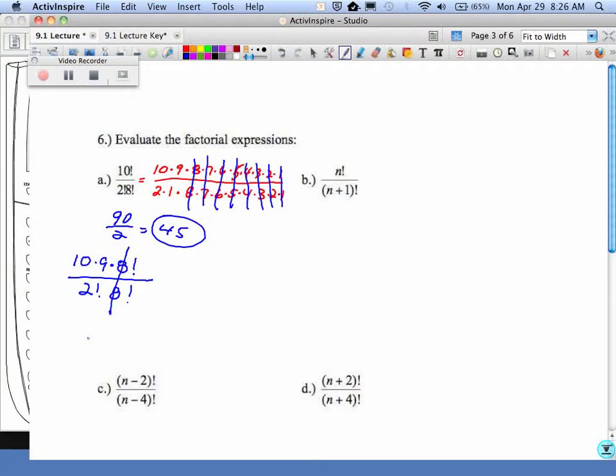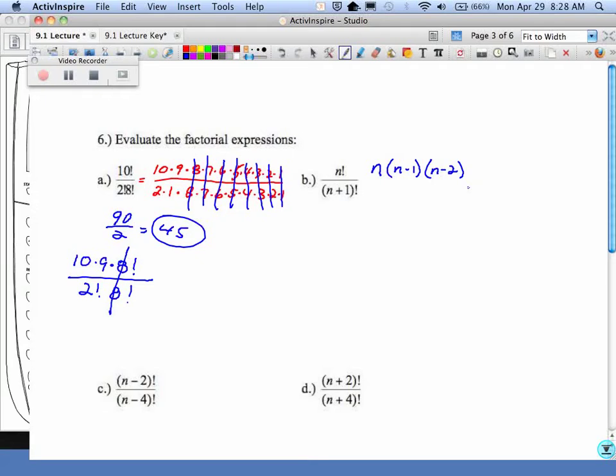N factorial on top is starting at n. The rule of factorial is that you're moving down one integer from there. We never know what n is, but it's n minus 1. Then the next one would be n minus 2. What's the next one? N minus 3. Next one would be n minus 4. Do you see the pattern? Do I need to continue to write the pattern? No. So we're going to just go dot, dot, dot.